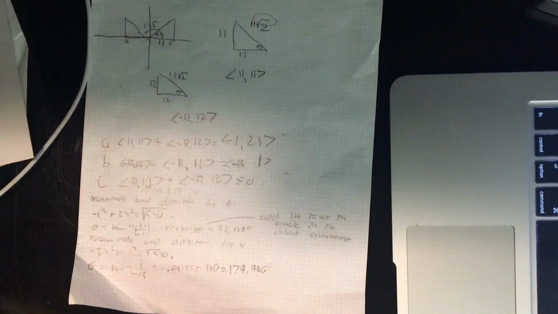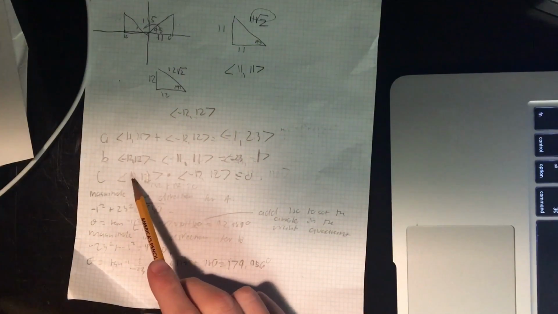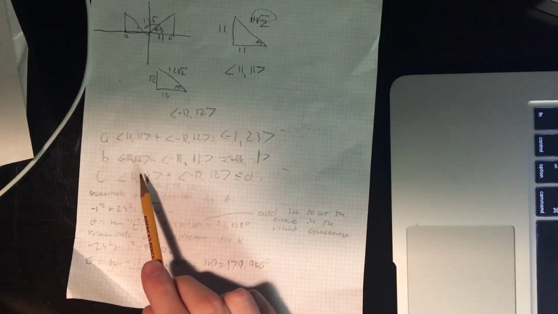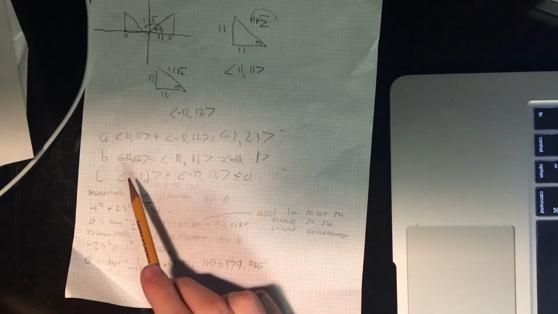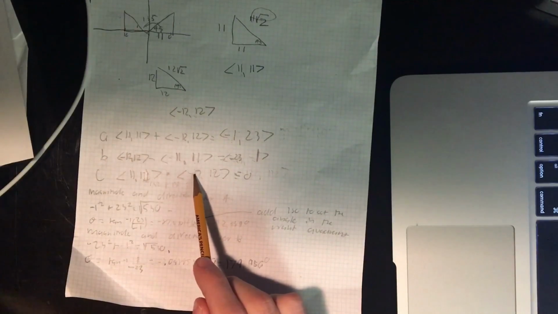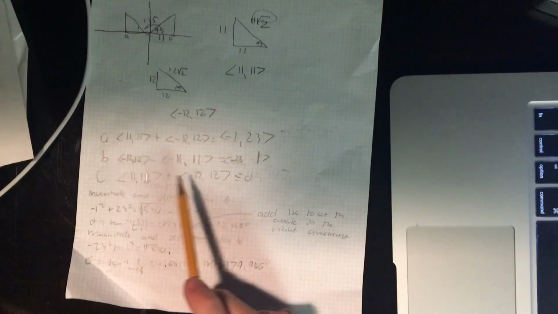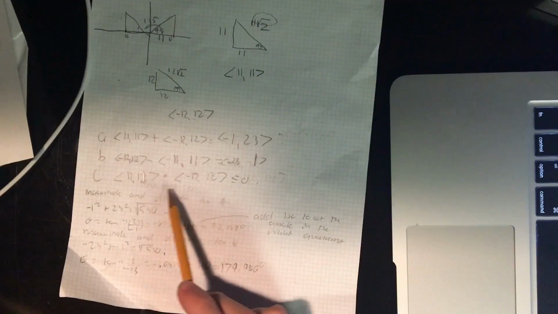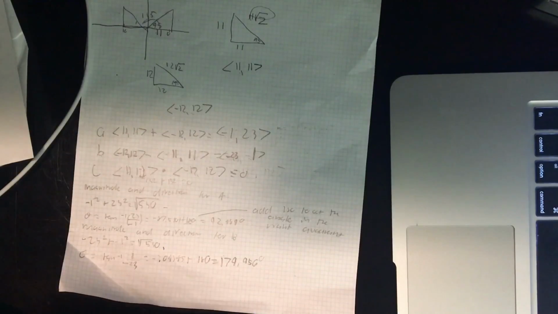And C is asking us to multiply vectors. When you multiply vectors, you use the dot product. So when you do the dot product, you multiply the first components of 11 and negative 12. You multiply those together, and you multiply the second components, 11 and 12, and then you add them. So 11 times negative 12 is negative 132, and 11 times 12 is 132, and then you add them and equal 0.